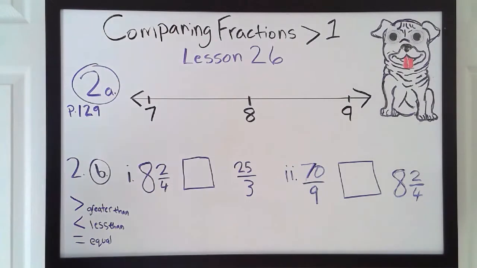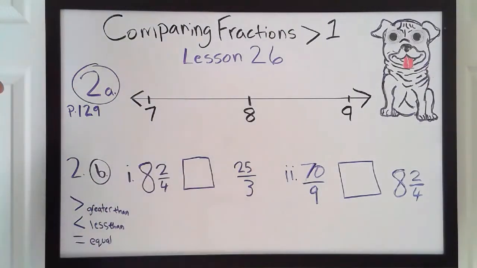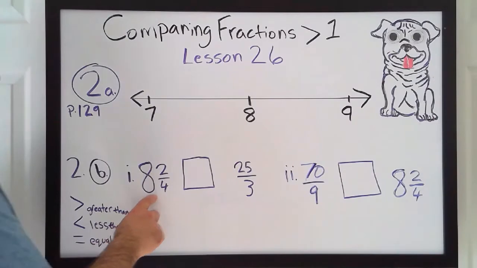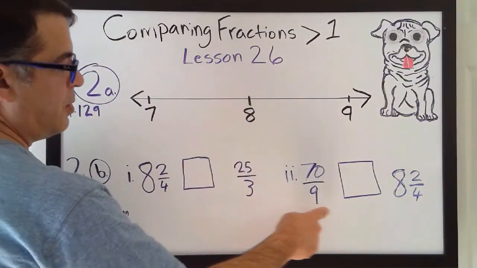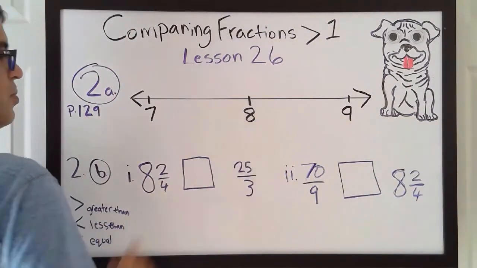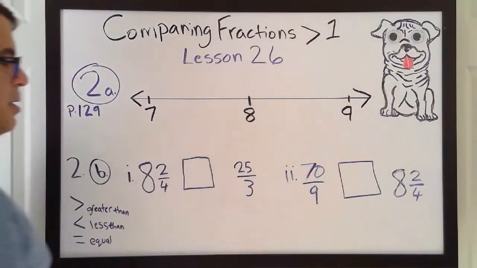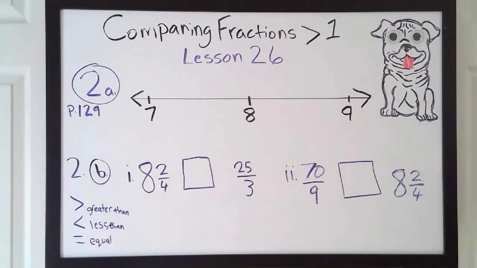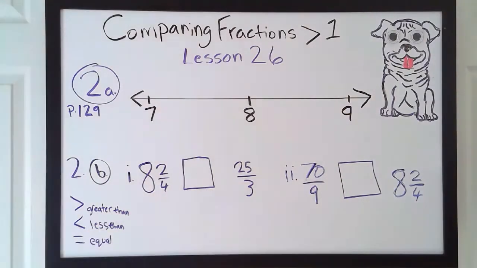And we have 8 2/4 and 25/3. Now here's the confusing part. How do you know where 25/3 is? We know that 8 2/4 is going to be somewhere after 8. And over here on the second one, we know that 8 2/4 is going to be somewhere after 8. But where is 25/3? And for the second one, where is 79ths? So let's look at this first one here. We need to figure out where 25/3 is.